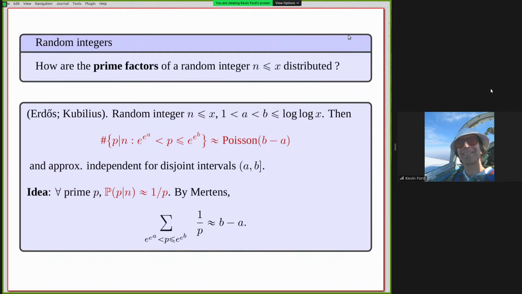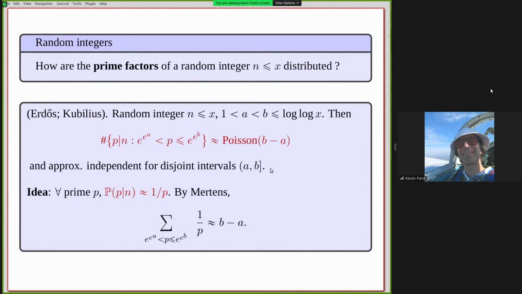How are the prime factors of a random integer distributed? Well, from early work of Erdős and then later refined by Kubilius, if you look at the statistic which counts the prime factors in an interval, let's say e to the a to e to the b, that statistic behaves like a Poisson random variable with parameter b minus a. And moreover, if you have independent intervals, these behave like independent Poisson variables.